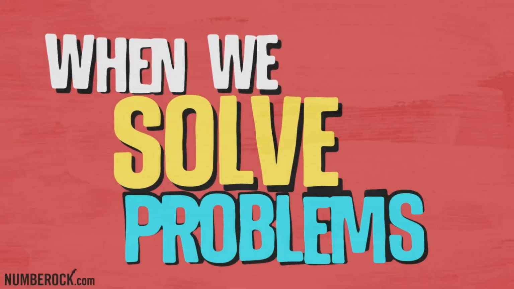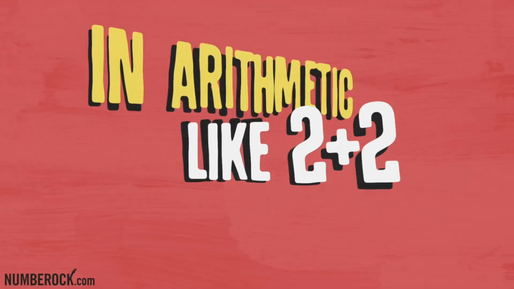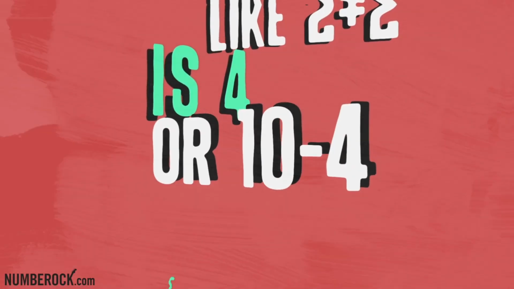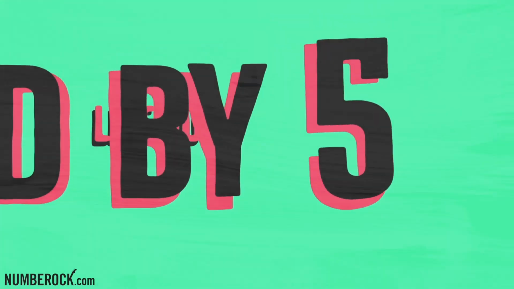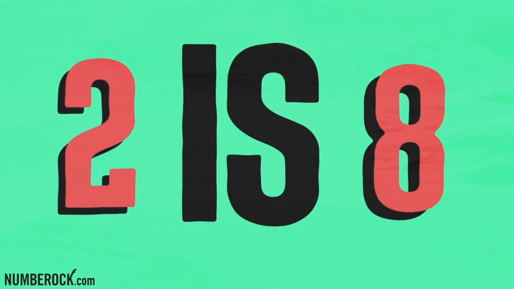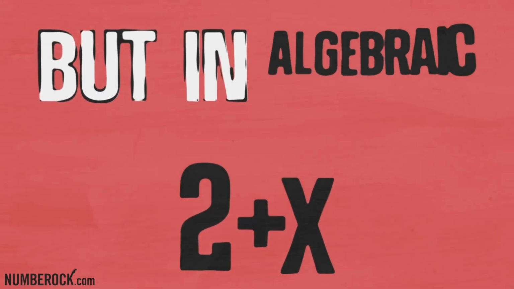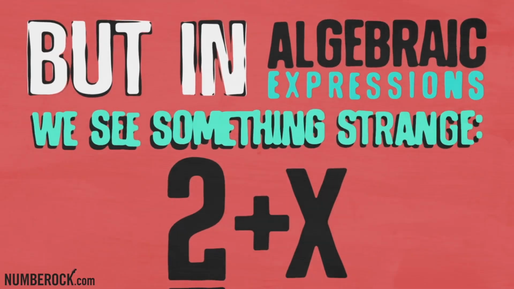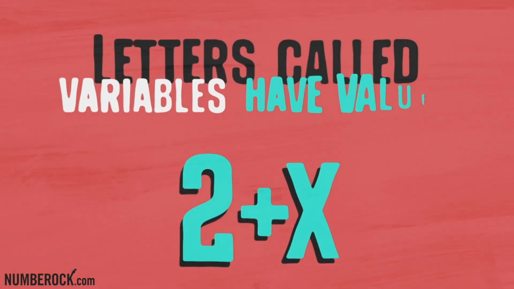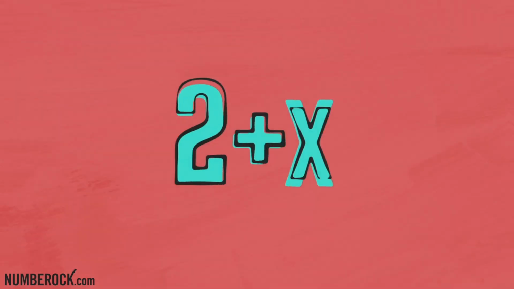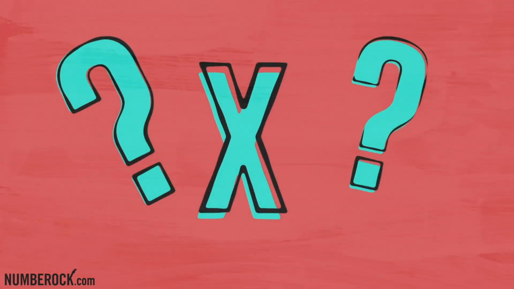When we solve problems in arithmetic, like 2 plus 2 is 4, or 10 minus 4 is 6, like 10 divided by 5 is 2, or 4 times 2 is 8, specific values are stated and calculated. But in algebraic expressions we see something strange. Letters called variables have values that can change. Look at 2 plus x, what's the value of x?